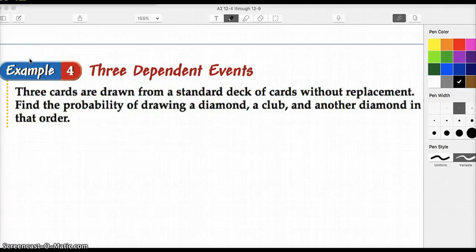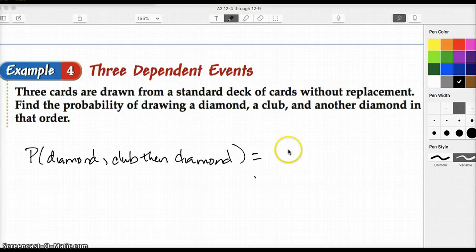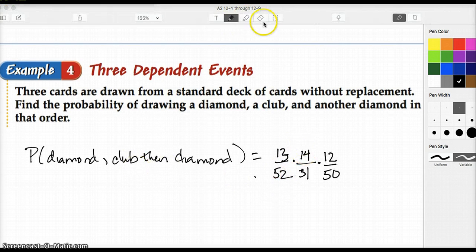In example 4, we're going to look at 3 dependent events. 3 cards are drawn from a standard deck of cards without replacement. Find the probability of drawing a diamond, a club, and another diamond in that order. Knowing that a standard deck of cards has 52 cards and 4 suits, that means that 1/4 of the 52 cards, or 13 of the 52 cards, will have a diamond. So the first pull of a card would be 13 out of 52, or 1/4 of a chance that we have a diamond. And now we can consider each of the other ones.